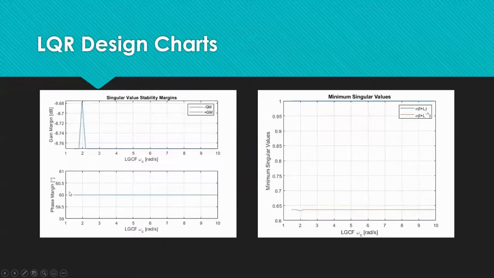Another benefit of using LQR to design gains is the guarantee for large stability margins. And in this case, changing Q has little effect on these margins, and both the gain and phase margins remain excellent through the span of loop gain crossover frequencies at about minus 8.7 decibels and 60 degrees respectively.